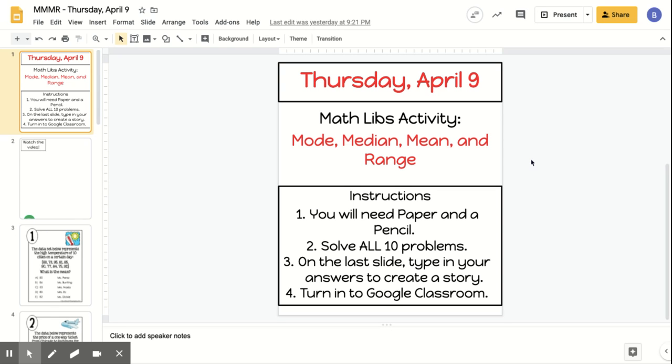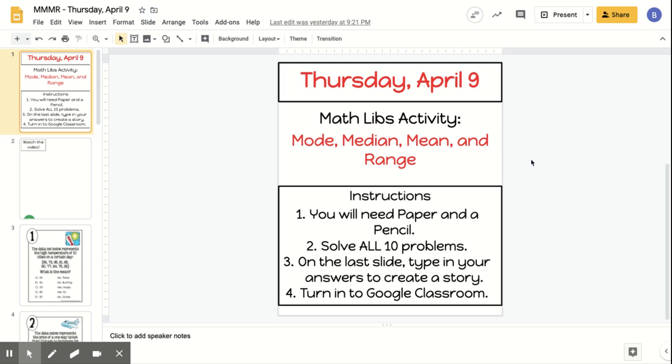Hello, students. Today you are going to be practicing again mode, median, mean, and range. There is not going to be a mini lesson today. I am just going to go over the instructions of the activity and then you may begin. You will need paper and a pencil. There are 10 problems. You need to solve all 10.